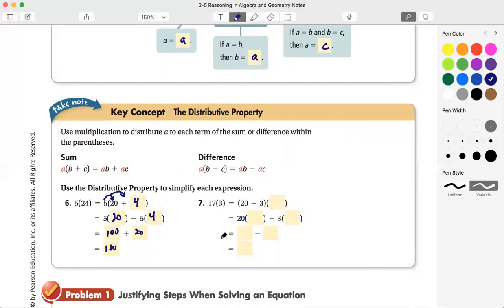It's the same thing. We can write 17 times 3 as 20 minus 3, times 3. And I could distribute the 3 now. So 20 times 3 minus 3 times 3. And that's how we get 60 minus 9, which is equal to 51.